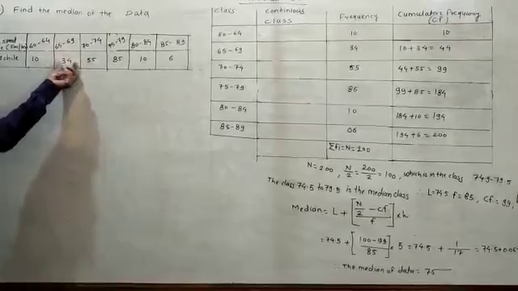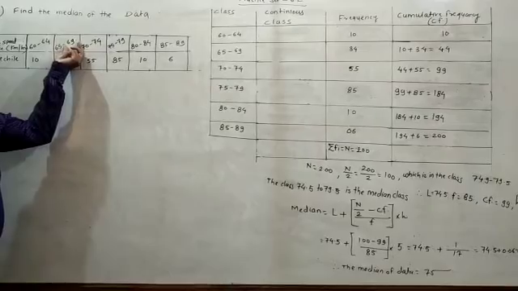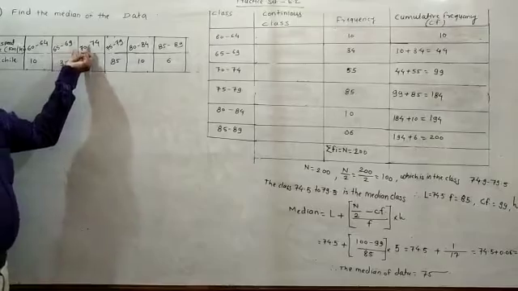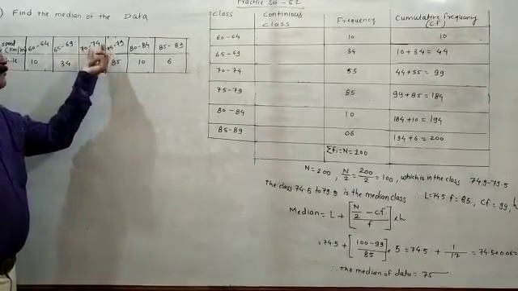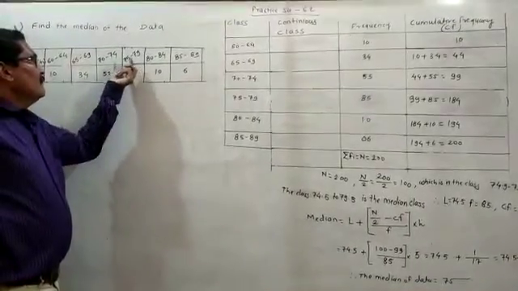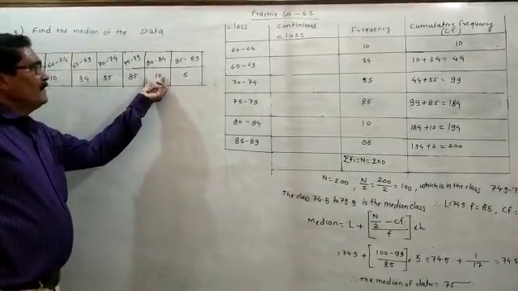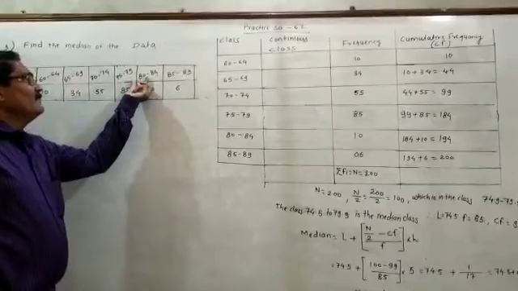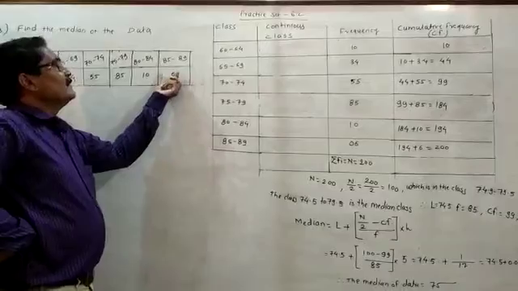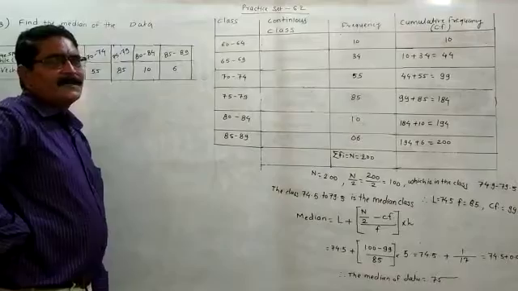34 vehicles have an average speed of more than 65 km per hour, less than 69 km per hour. 55 vehicles have an average speed of more than 70 km per hour, less than 74 km per hour. 85 vehicles, their average speed is more than 75 km per hour, less than 79 km per hour. 10 vehicles have an average speed of more than 80 km per hour, less than 84 km per hour. And 6 vehicles have an average speed of more than 85 km per hour and less than 89 km per hour.